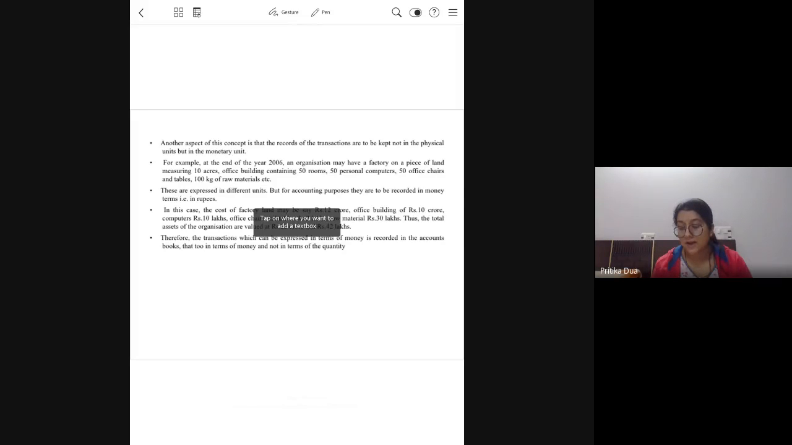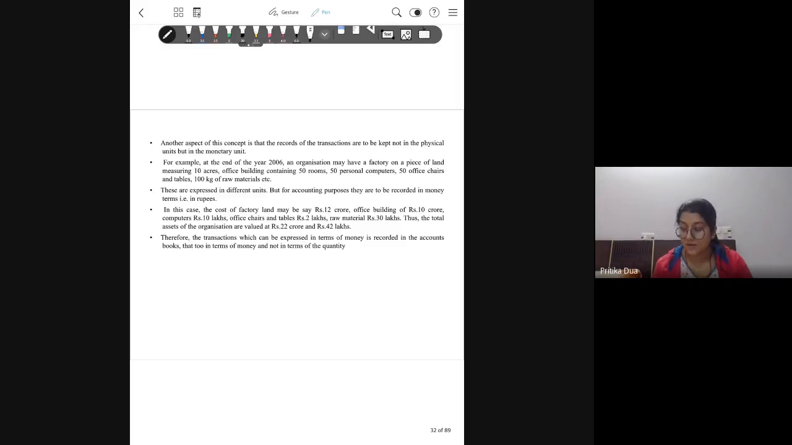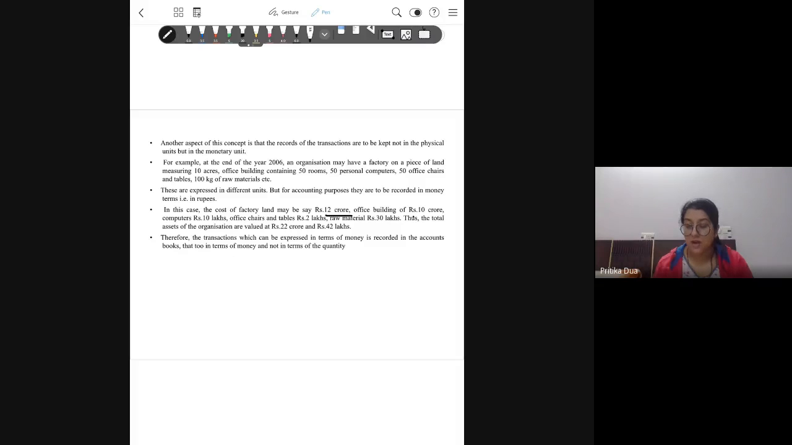Factory land value is 12 CR. ऑफिस बिल्डिंग जो पहले दिया हुआ था कि उसमें 50 रूम्स है, उसको आप एक्सप्रेस कर रहे हो इन टर्म्स ऑफ मनी एज अगेन हैविंग अ वैल्यू ऑफ 10 CR. Computers, 50 personal computers, value 10 lakh. Office chairs, 50 office chairs and tables, value 2 lakh. And 100 kg of raw material. Now, this raw material will be your, say, opening stock. This is at the end of the year, so it is closing stock, that will be 30 lakh rupees.